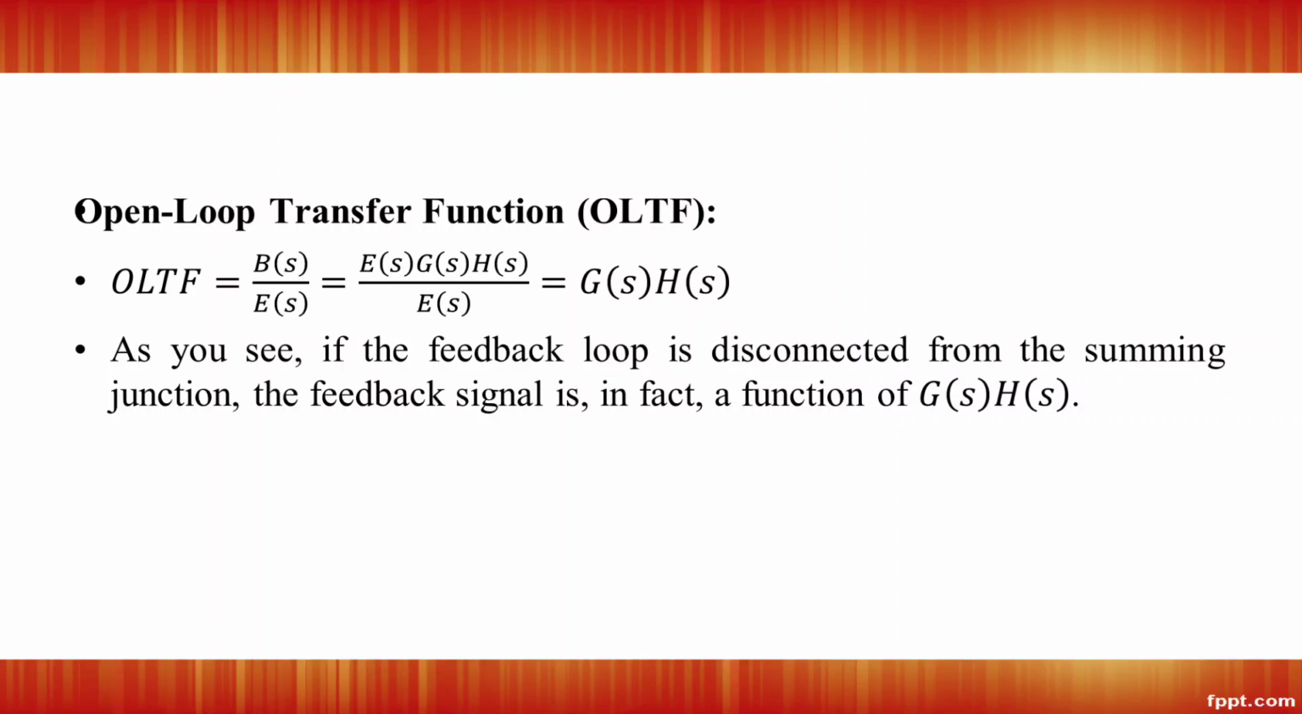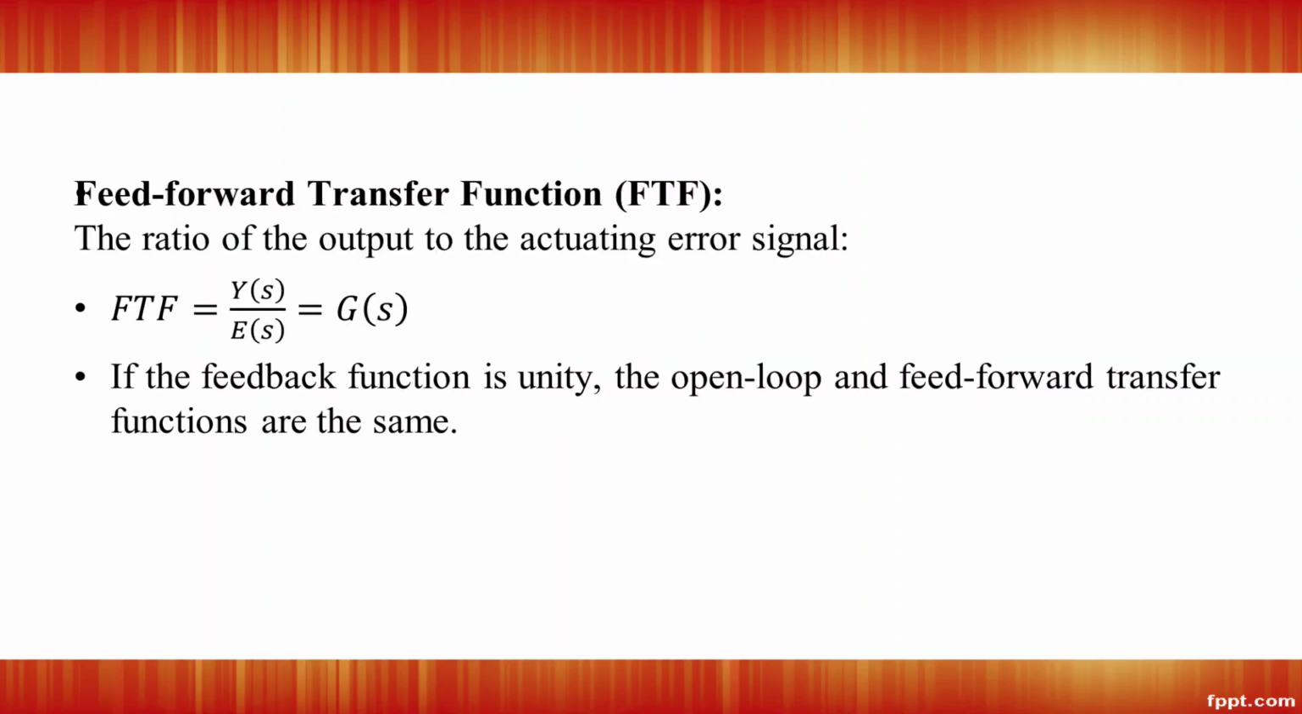So what is the value of B of S? We have E of S into G of S into H of S divided by E of S. We cancel both E of S, so we get the equation for the open loop transfer function equal to G of S into H of S.